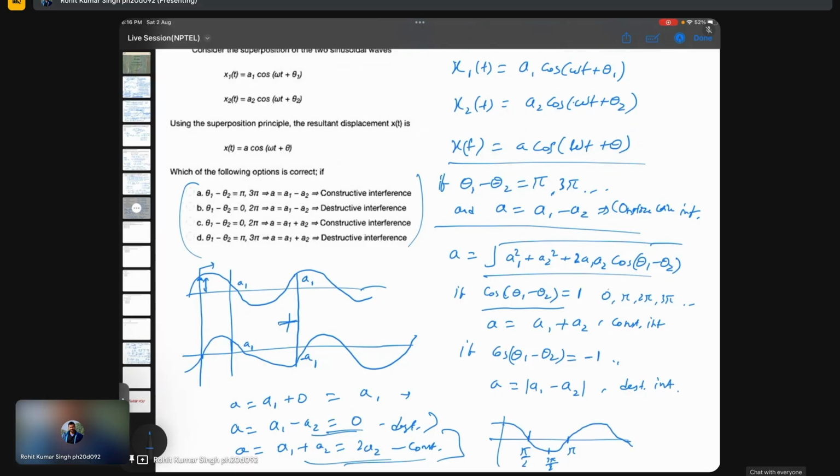At 0 it is 1, at pi by 2 it is 0, at 3 pi by 2 it is 0, and this is pi, and this is 2 pi. So 1 happens at even integer multiples of pi, so 0, 2 pi, and minus 1 happens at odd integer multiples, so like pi, 3 pi, and like this, right?